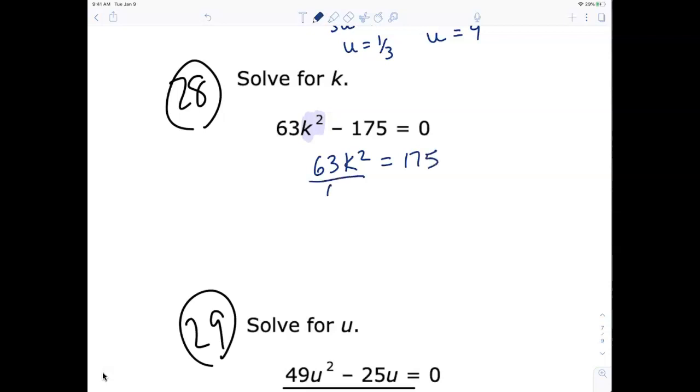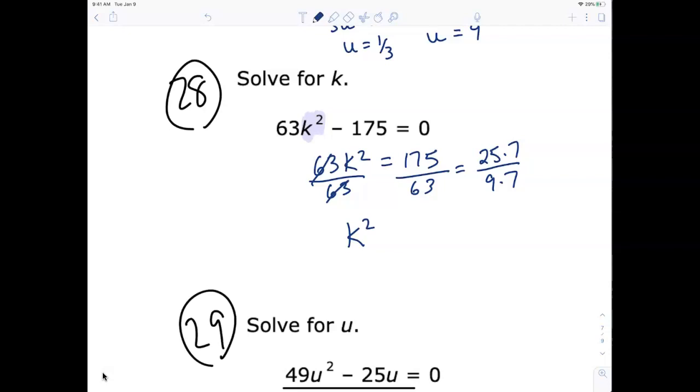Now I'm going to divide by 63. All right. Now this cancels. So k squared. Now, this is going to be kind of hard to see, but I know that 63 is 9 times 7. And then I know that there are 7 quarters in $1.75. So I knew that was 25 times 7.